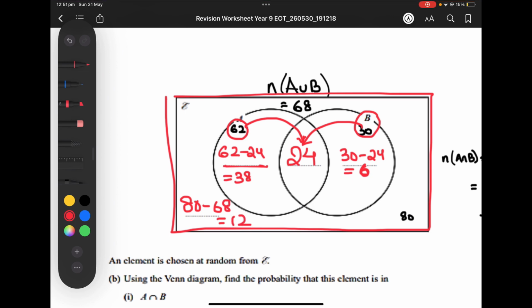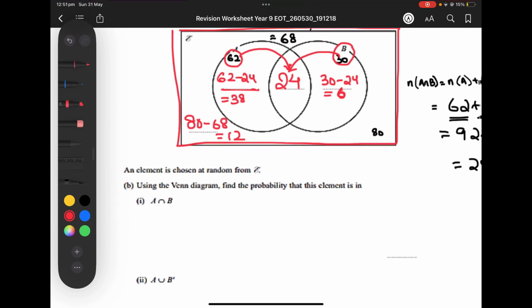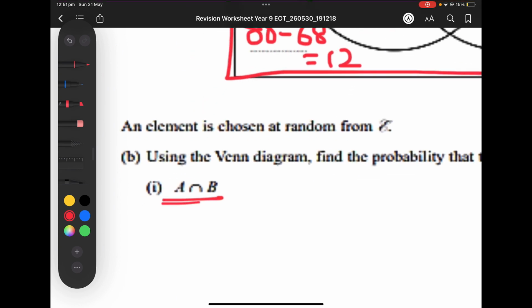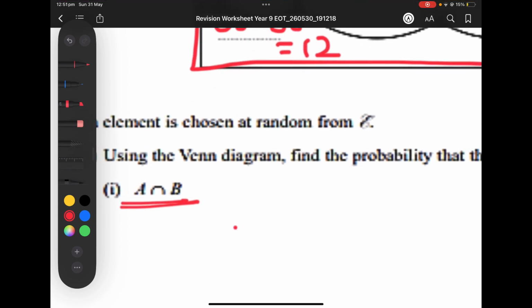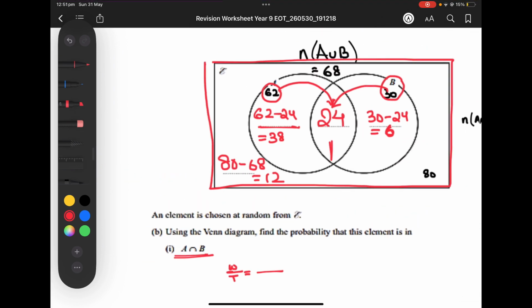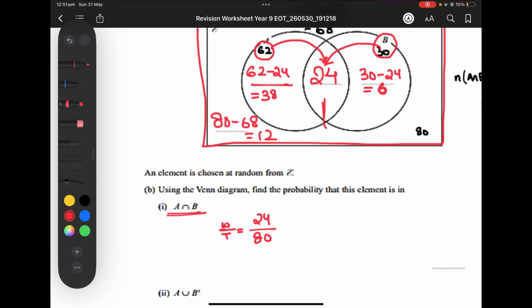Now using the Venn diagram, find the probability. Now they want us to do the probability with this one. So probability of A intersection B. What is the total value? Probability is wanted by total, right? So wanted is A intersection B. How many are there in the intersection? That is 24. 24 over the total number, which is given as 80. So 24 over 80 is what you're going to do.